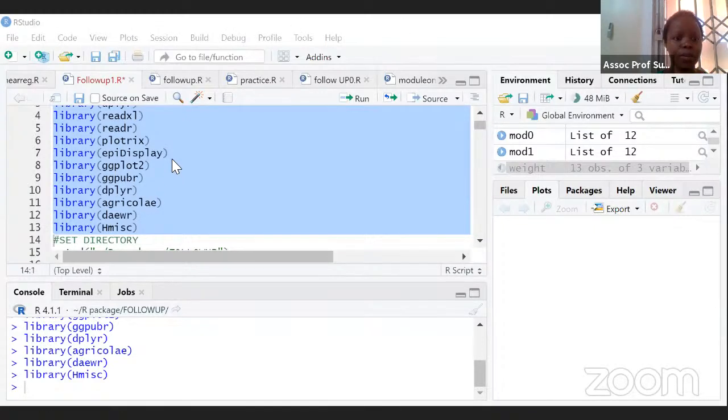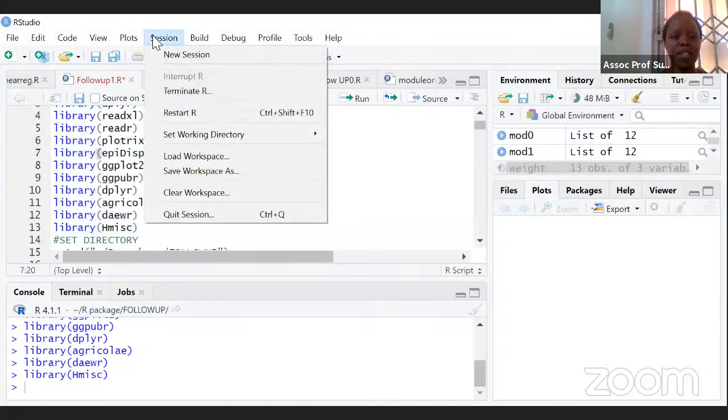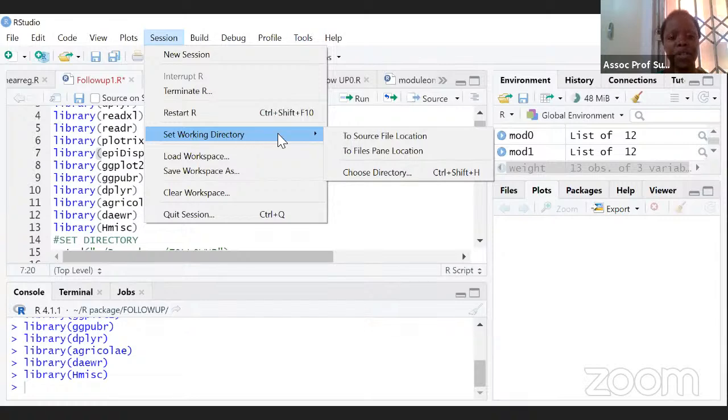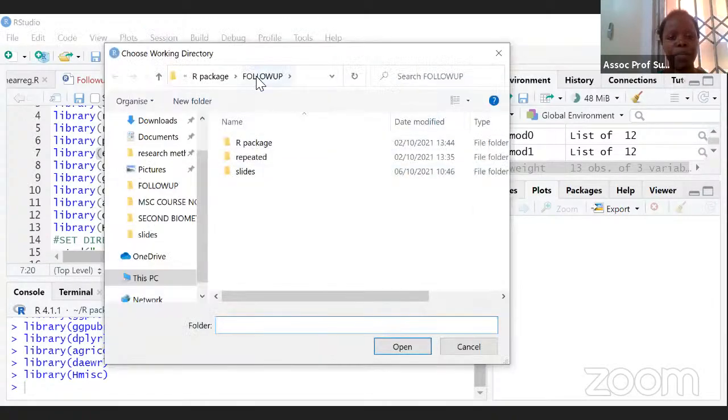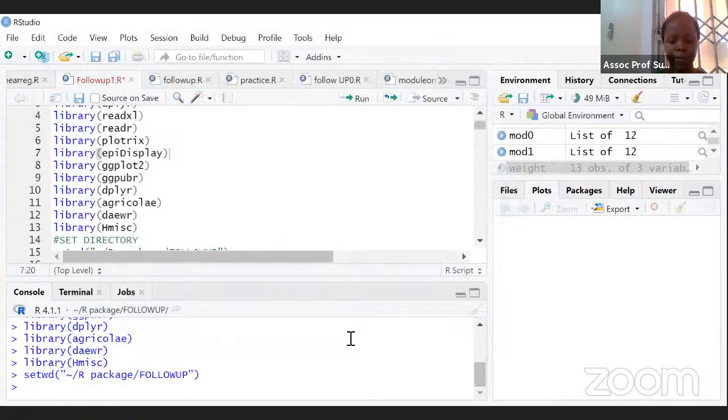Okay. So I'm setting my directory using Session, Set Working Directory, and Choose Directory. I am going to a folder where my data sets are, the ones I'm going to use for follow-up 1. Where you saved your data set, that is now your working directory. And then click open. So it is set.